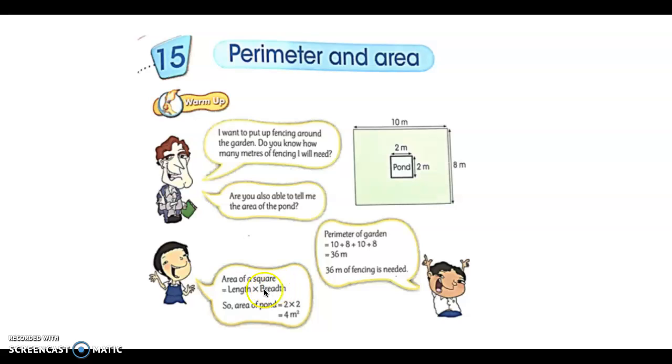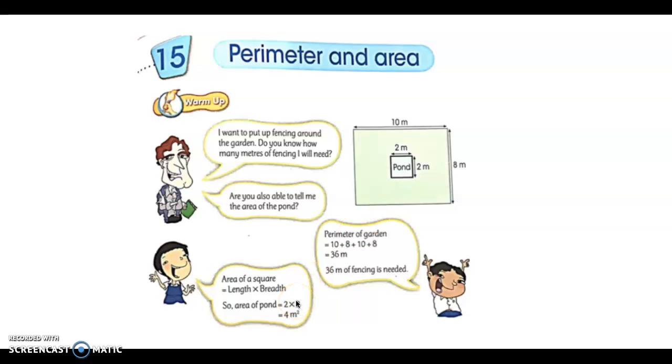Actually, I think there's a little problem here. Because in a square all the sides are equal, so this is length, this is length, this is length, this is length. All the sides are equal, so the area of square will be length into length, that is 2 into 2, which is 4. Make sure the unit will be the unit squared. For example, if meter is given, meter squared. If centimeter is given, centimeter squared.